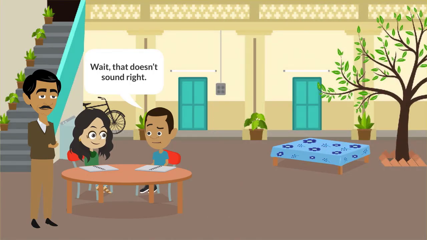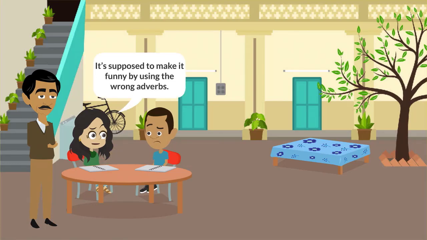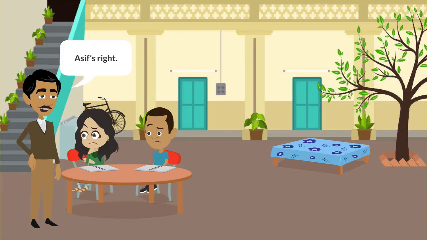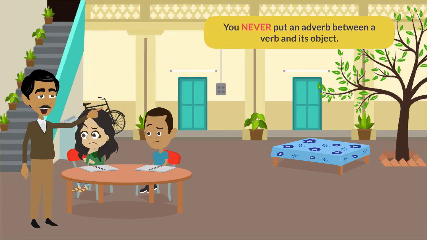Wait, that doesn't sound right. It's not supposed to sound right. It's supposed to make it funny by using the wrong adverbs. No, I mean the last line. Attack easily him? Asif's right. There are rules on how to use adverbs, and that last line is incorrect. You never put an adverb between a verb and its object.